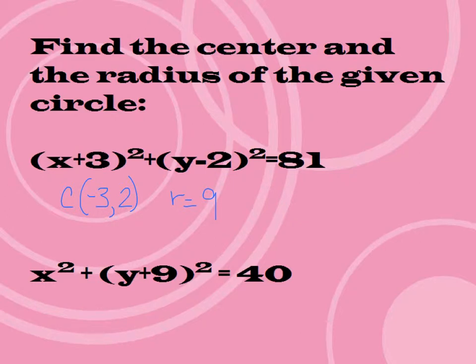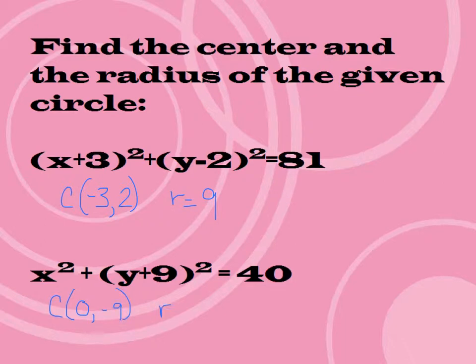All right, let's try one that's a little bit different. In this case, notice it just says x squared. Anytime you don't have anything in the parentheses, that just means that your center value doesn't move in that direction. So my x value will be a 0. My y value is going to be a negative 9.